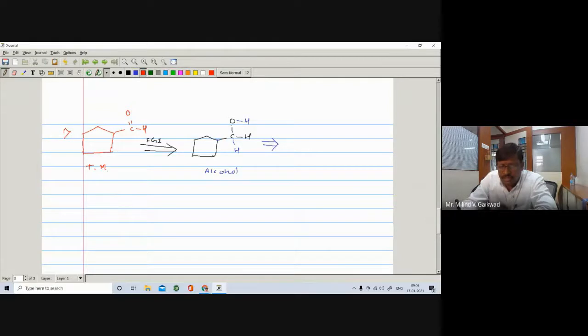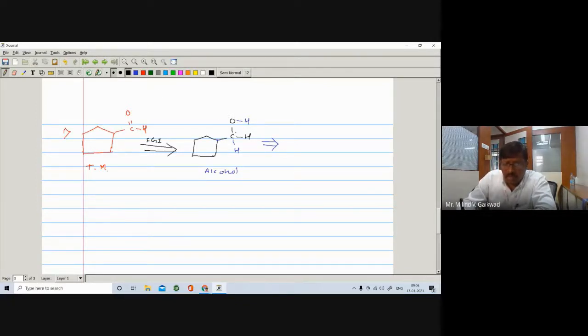What you have to do in disconnection? Disconnection means you have the right to break any bond in this molecule. You can break this bond, this bond, this bond. Even there is a CH, you can also break that one. So CH, this OH, CO, CH. But you have to break in such a way that you must get corresponding possible fragments.